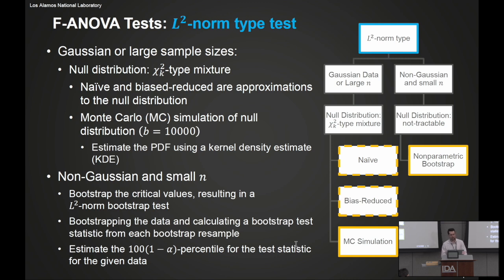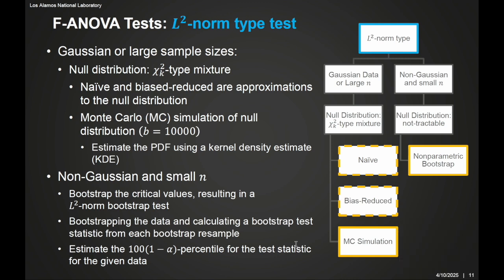So, F-ANOVA for the L2 norm type test. When would I use this, and what are the assumptions? One, either the data comes from a Gaussian process or you just have large sample sizes. In this case, the null distribution is a chi-square type mixture, and there are naive or bias reduced approximation methods to calculate or estimate this null distribution. Another option is simply Monte Carlo simulation of the null distribution. We have those eigenvalues from our covariance matrix, and we can simulate tons of chi-square type random variables, and then estimate this null distribution with a large Monte Carlo simulation.